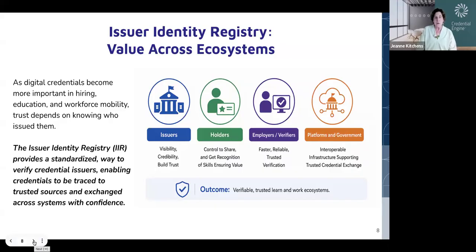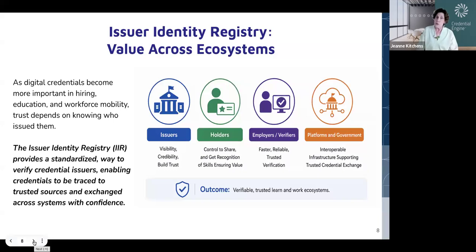Some of this is, I'm sure, quite obvious to everyone who has joined this webinar today, but it is essential that the issuers of these digital verifiable credentials have the visibility, that they are building credibility and trust. We know that there is fraud out there, that there are organizations that do not exist. There are people making claims that are not true. So we need to make sure that issuers are credible and trustworthy.